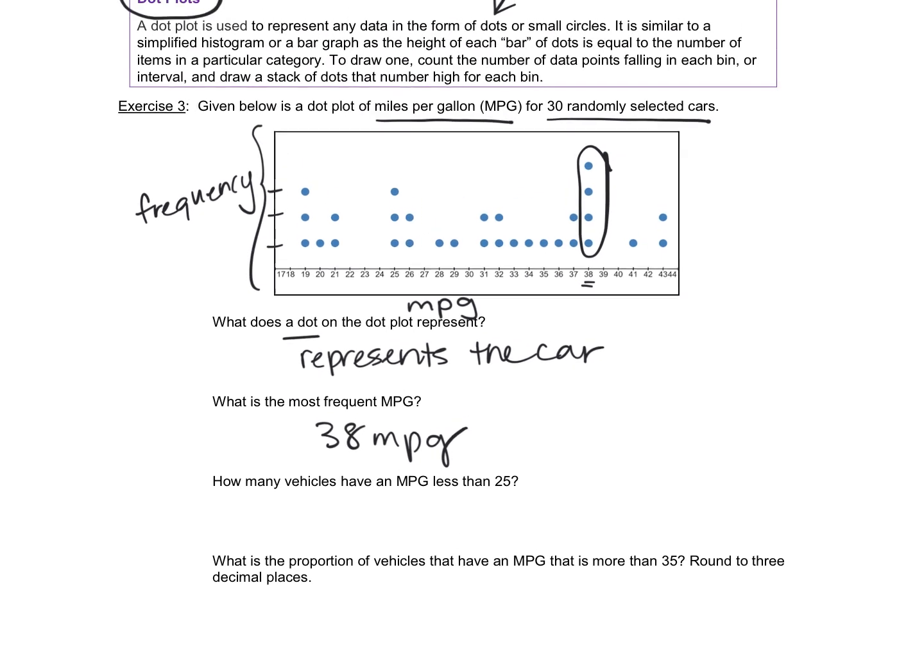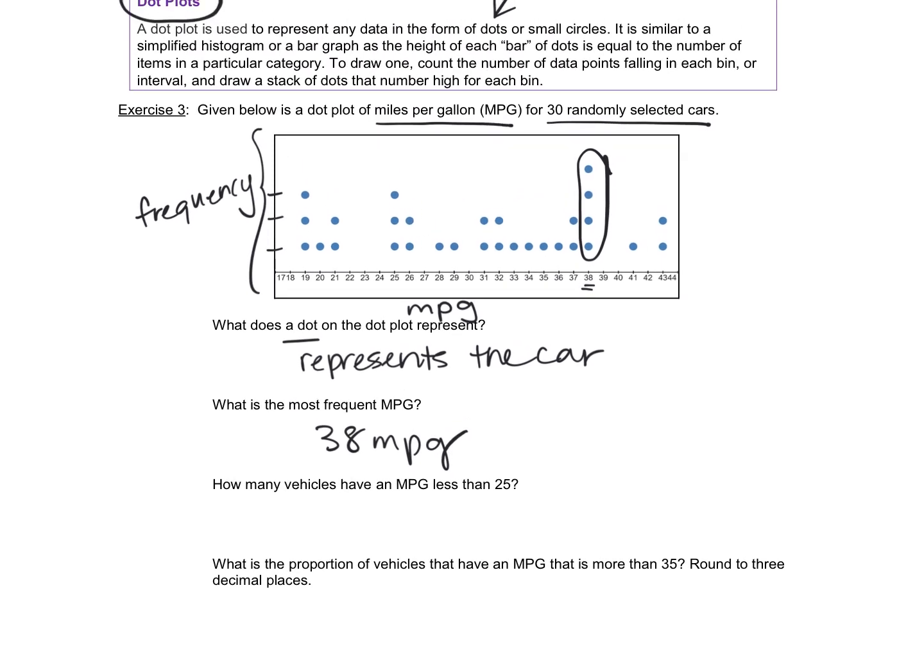How many vehicles have an MPG that's less than 25? So if I look at the number 25, we don't want to include those 3 dots because those are at 25 and it said just less than 25. So we're including all the data points over here. So there is 1, 2, 3, 4, 5, 6 data points. So that means that there are 6 cars that have an MPG less than 25.